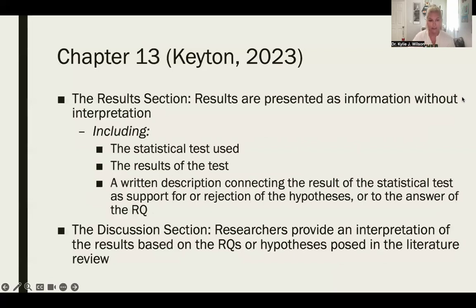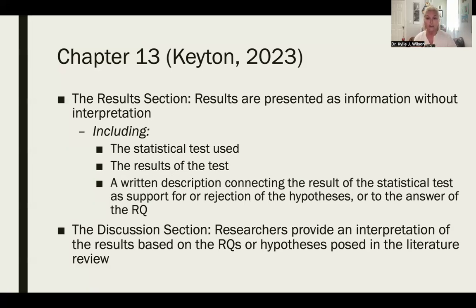Now we're getting into chapter 13, the results section. So the results are presented as information without interpretation. So you include the statistical test, what it was, all the variables, the results of the test, and then you write a written description connecting the result of the statistical test as support for or rejection of the hypotheses. And then you can also give the answer to that research question if that's what you did instead of a hypothesis, right? So the results section, there is no interpretation. You are strictly giving them facts.